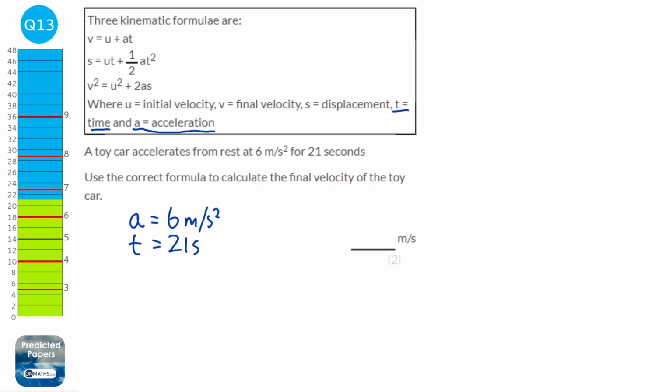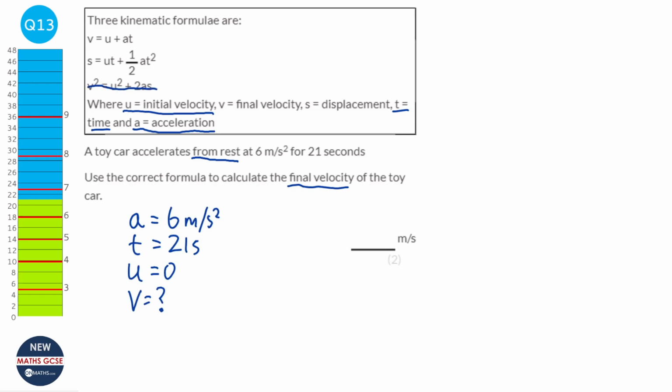Now, there is also something else it gives us, because it says from rest. So the initial velocity is going to be 0. And it asks us to find the final velocity. So we're looking for what v is. So we're looking to see which of the three formulae at the top involve an a, a t, a u, and a v. So it's not going to be this one because this has an s. It's not going to be this one because this has an s. It's going to be the top one.